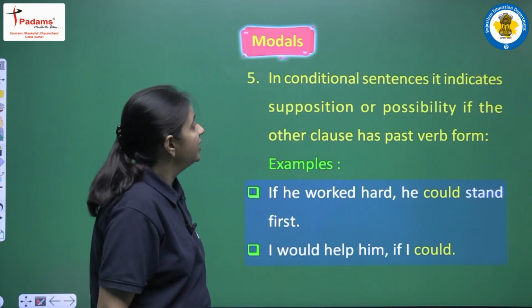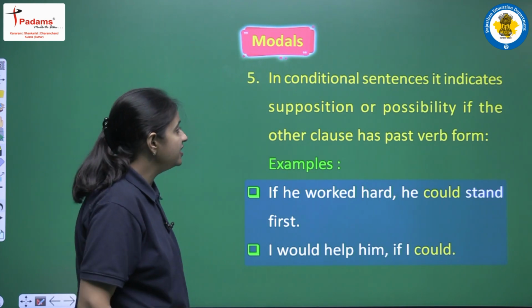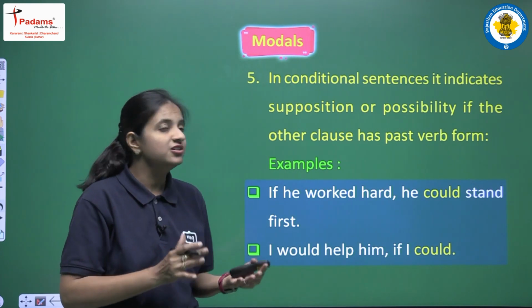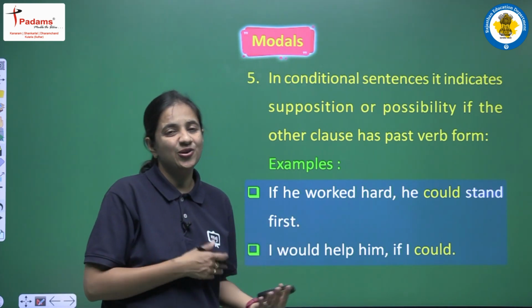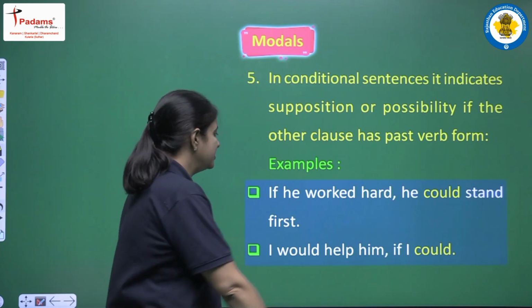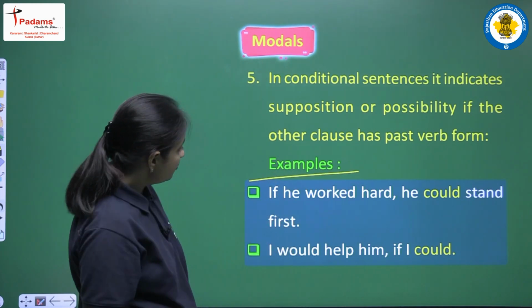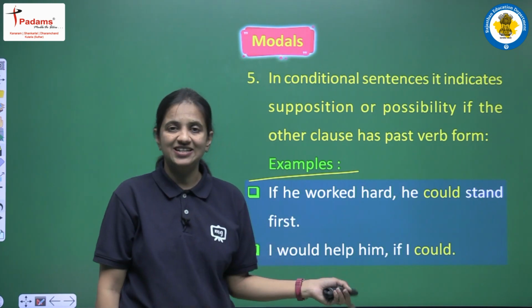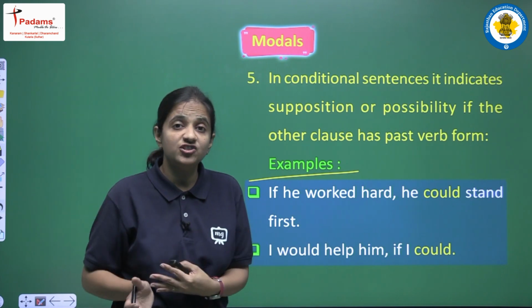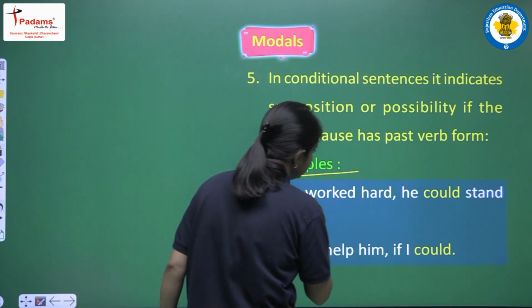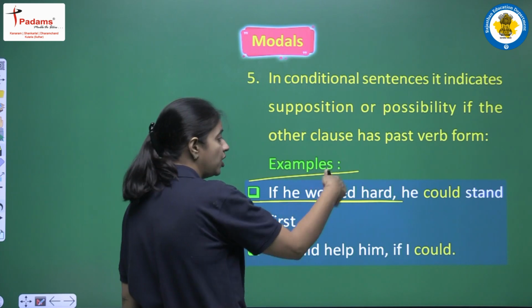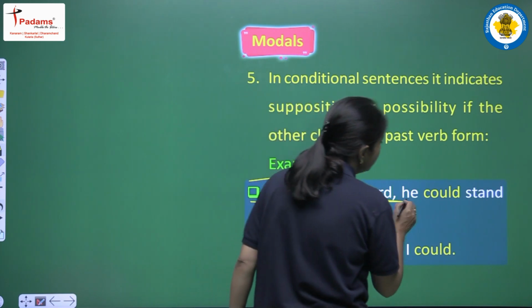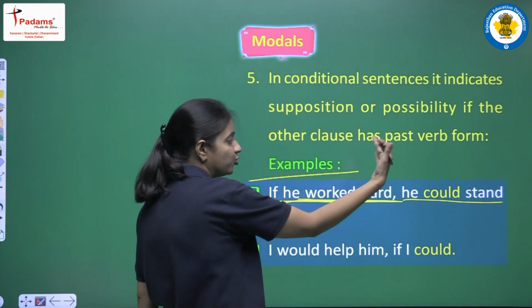Next, we have one more use of could. Let's read. In conditional sentences, it indicates a supposition or possibility if the other clause has a past verb form. Let's read the example: if he worked hard, he could stand first. Again we have a conditional sentence, but now with a different structure. The condition clause, if he worked hard, is in past simple tense. Then we have he could stand first, could plus first form.